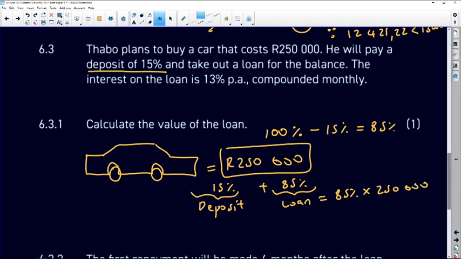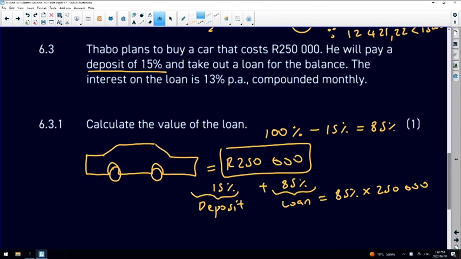250,000 rands. The other way of working this out could have been you just saying, okay, what is 15% of 250,000, and then subtract that amount from 250,000, because that's what he has in cash. The alternative is just to say, what is 85% of that? Because we have 15%, we need 85%, we're going to borrow 85%. What is 85% of the cost price?